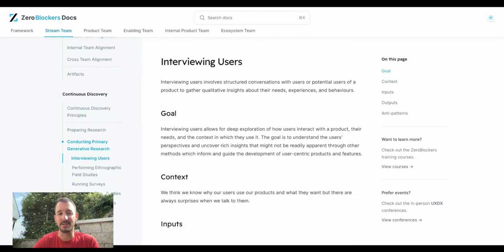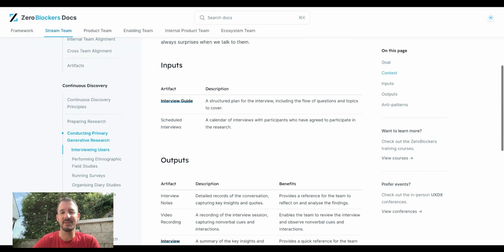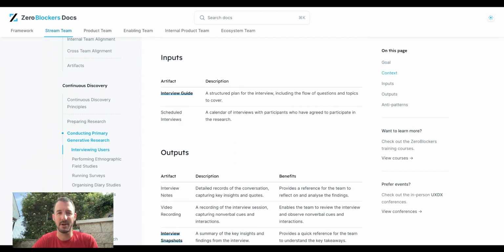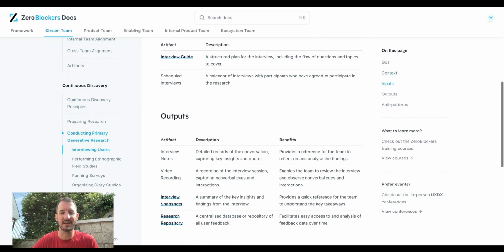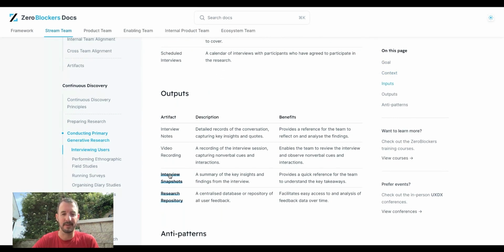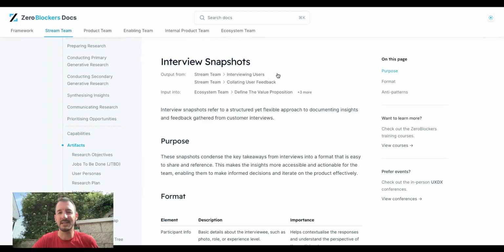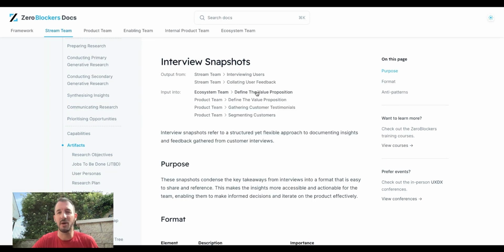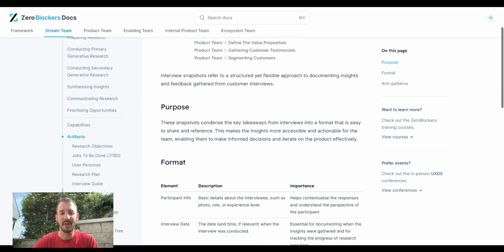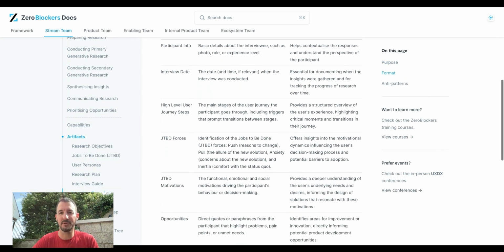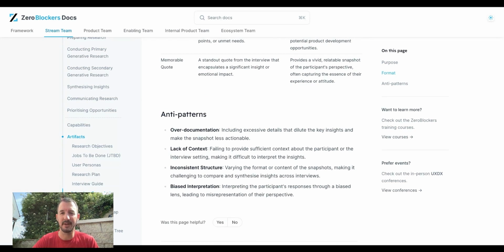So let's have a look at one of these practices. Again, we define goal and context, but we go into detail about what are the inputs we need to have at the start of this practice and what are the artifacts that we have at the end of it. Now, if we look at an artifact, the key thing here is where did it come from? So we can see all of the different processes that will produce this artifact, and we can also see what processes this artifact is being used to feed into as well. We give some information about the format of the artifact and some anti-patterns. And this is the structure that repeats for each of the teams.